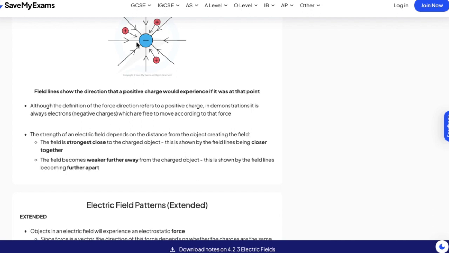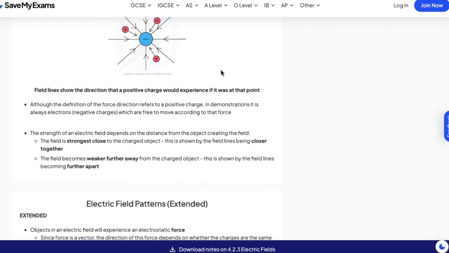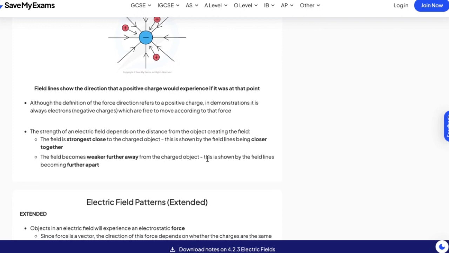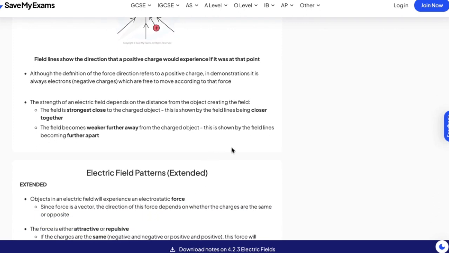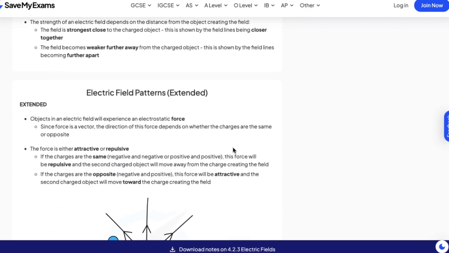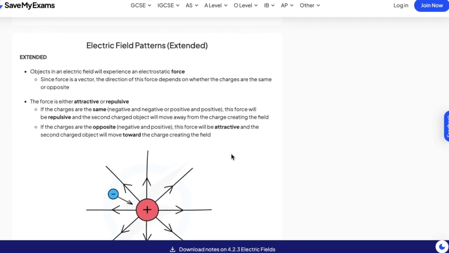How many field lines we have shows the strength of the electric field. If you have very few field lines, like 4, 1, 2, 3, 4, that's the strength. If you have 6, the strength of the electric field is more than that of 4. If it's 8 field lines, it's more than 4, and obviously more than 6. So the strength of the electric field is how many field lines we can see going towards or away from the charge.